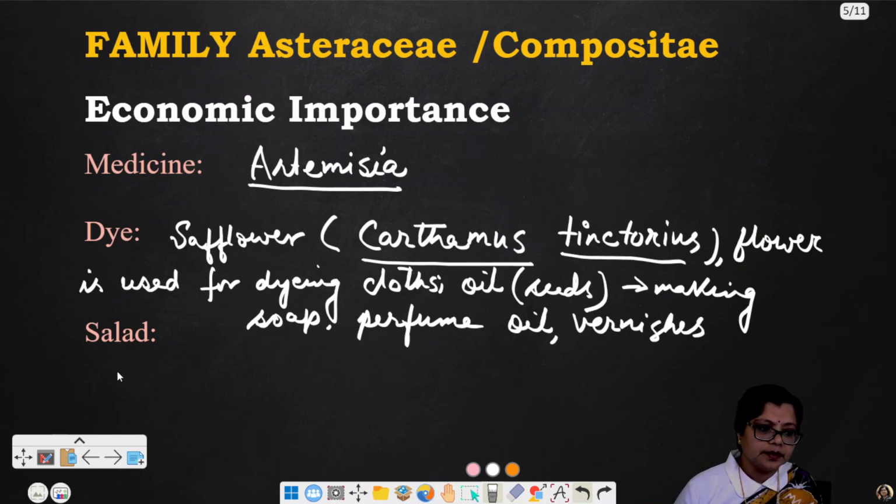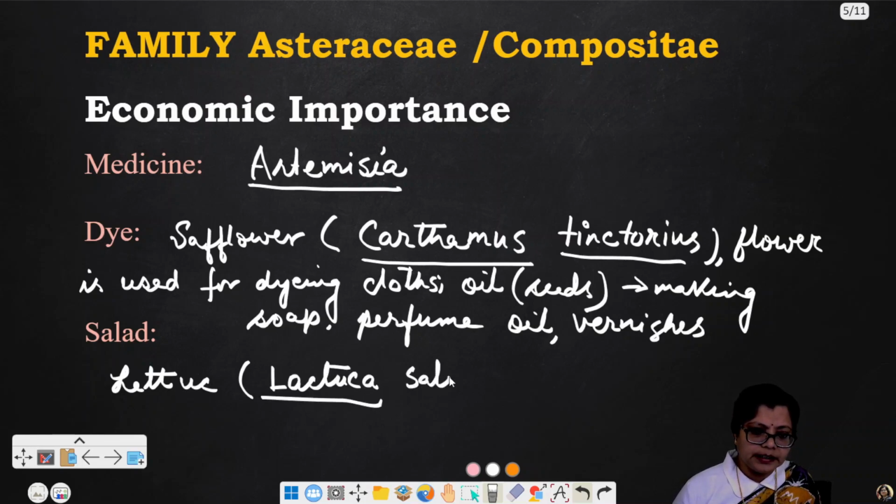Salad, lettuce, very common, we like it, is not it? Lactuca sativa. The leaves are used for making salad. The leaves are used, okay.